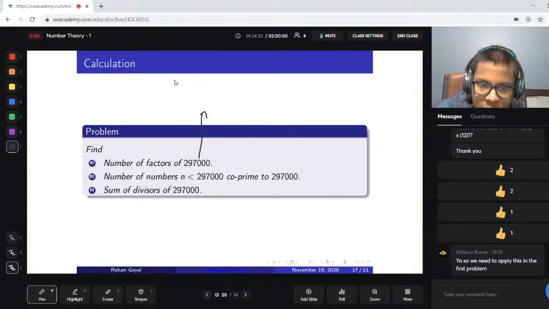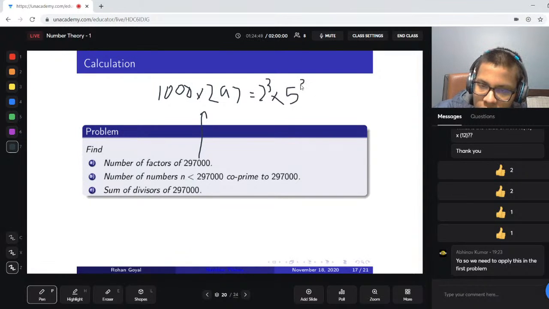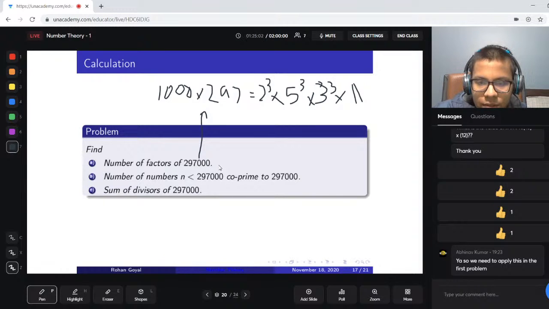See, 29700 is 1000 times 297, which is 2 cube times 5 cube times 27 times 11. So that's 3 cube times 11. So what's our number of factors? 3 plus 1, which is 4, times 3 plus 1, which is again 4, times 3 plus 1, which is 4, and 1 plus 1, so times 2. So it's 128.